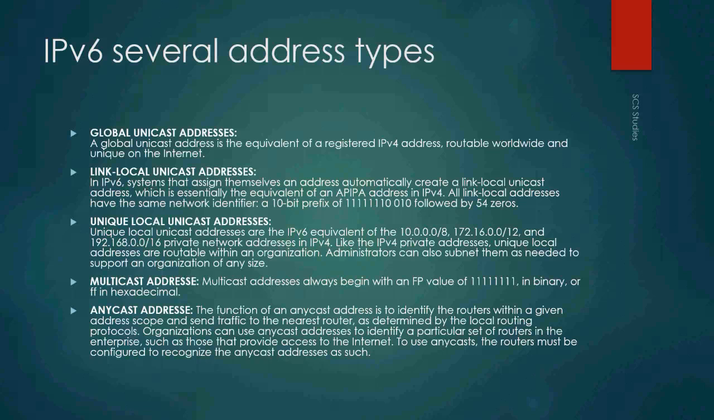Link-local unicast address. In IPv6, systems assign themselves an IP address automatically to create a link-local unicast address, which is essentially the equivalent of an APIPA address in IPv4. All link-local addresses have the same network identifier, a 10-bit prefix denoted as 1111111010, followed by a number of zeros. The rest of the octets will be zeros. Okay, the first octet will look like that.